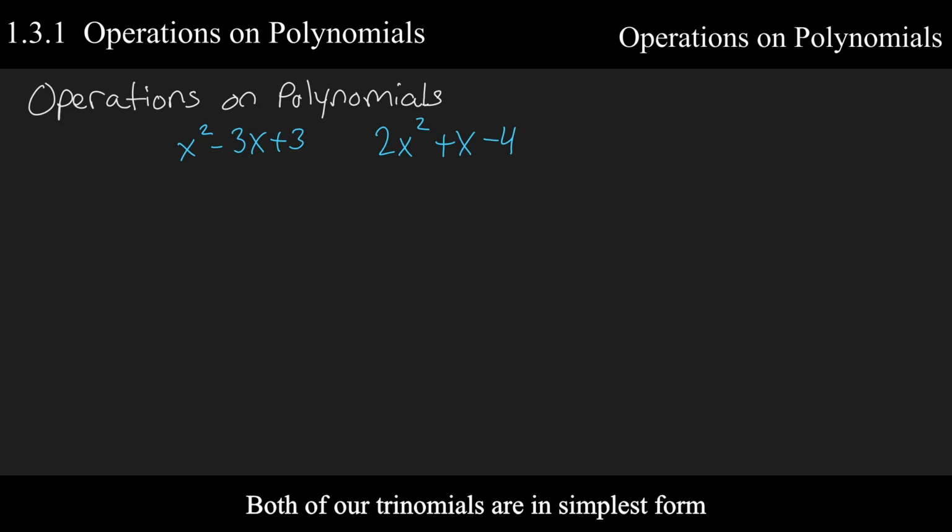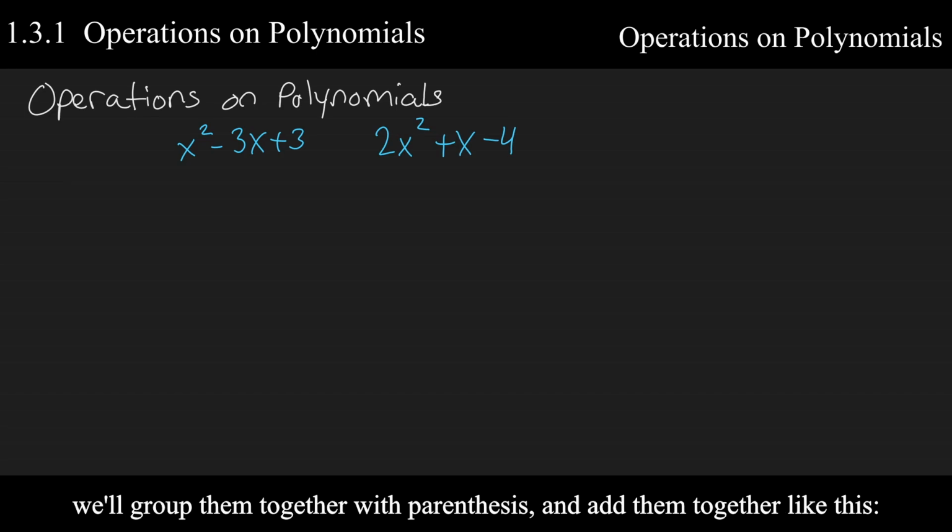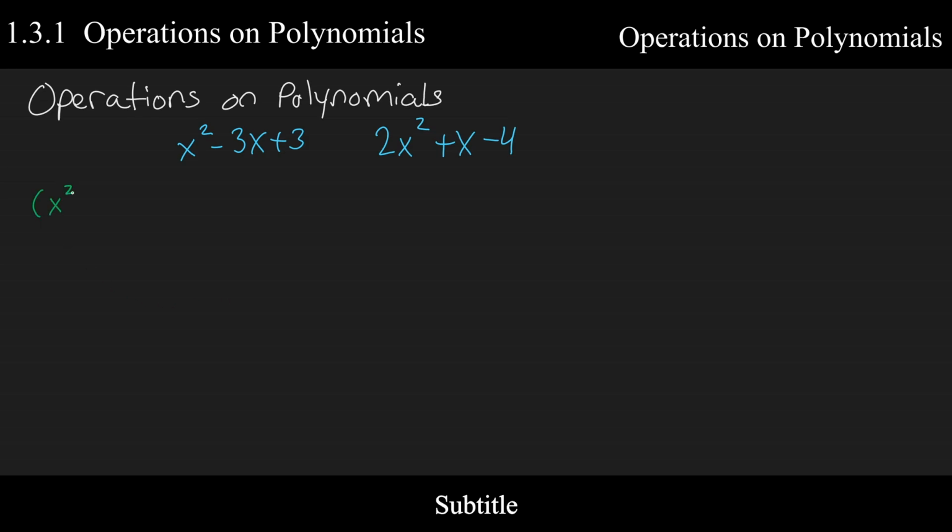Both of our trinomials are in simplest form because there are no like terms that can be combined. Now, if I wanted to add the two trinomials together, we'll group them together with parentheses and add them together like this: (x squared minus 3x plus 3) plus (2x squared plus x minus 4).